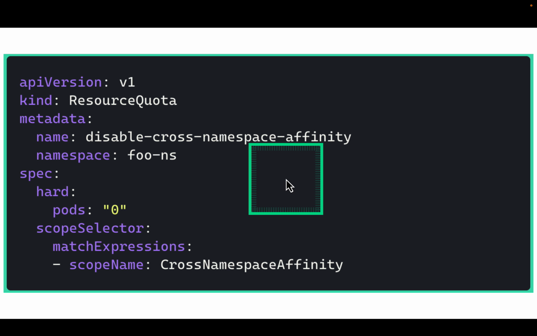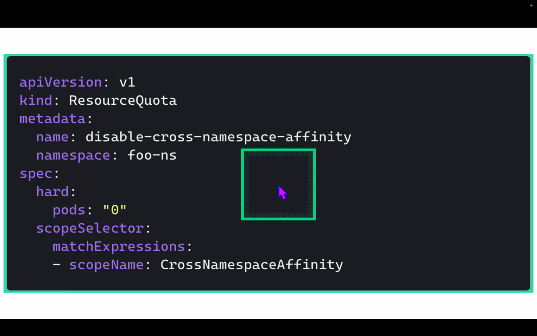So here in the cross namespace pod affinity quota scope, to limit which namespaces are allowed to have pods with affinity terms that cross namespaces. Specifically, it controls which pods are allowed to set namespaces or namespace selector fields in pod affinity terms. Preventing users from using cross namespace affinity terms might be desired, since a pod with anti-affinity constraints can block pods from all other namespaces from getting scheduled in a failure domain.